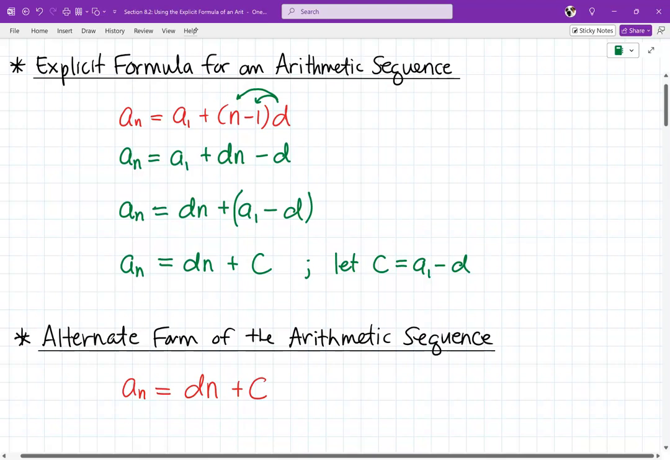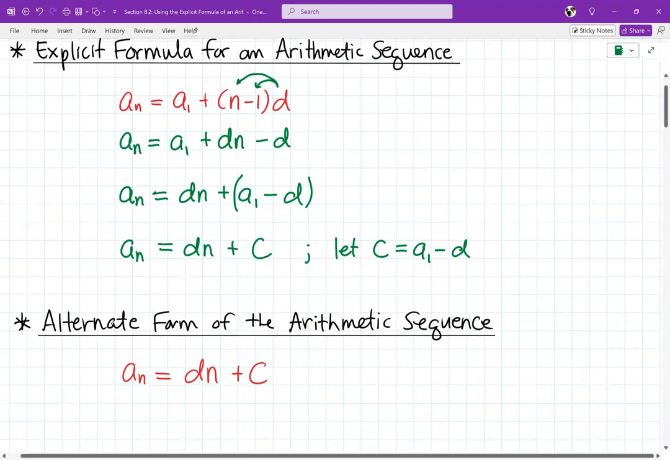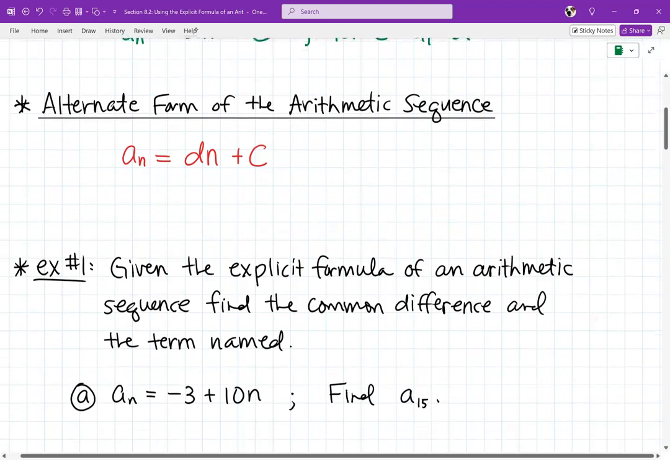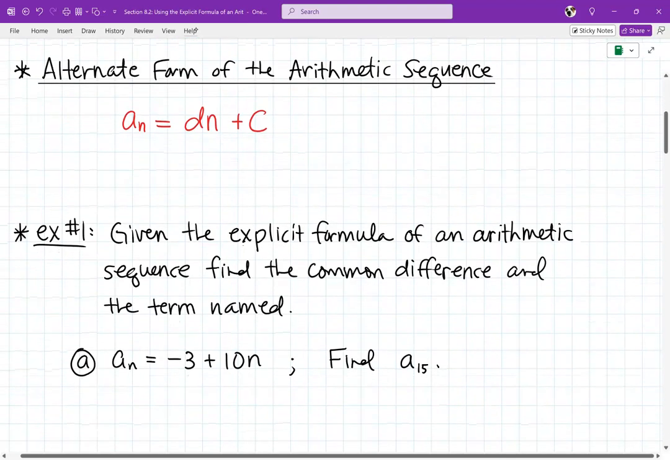So a sub n equals dn plus c. D is always next to the n variable. So if you ever see something like 4n, that means d is 4. If you see negative 7n, that means d is negative 7. So whatever is right next to the n, that's your common difference. So let me show you how we use this information. Let me let you guys write that one down right here.